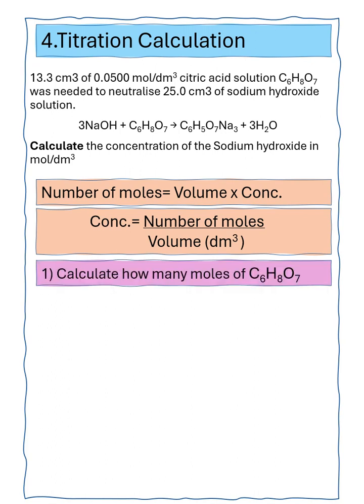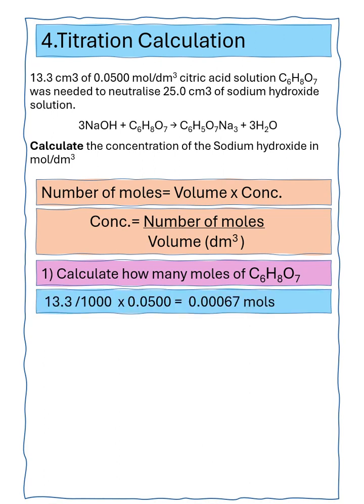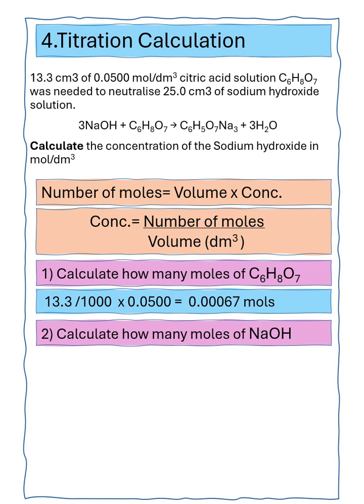First thing we're going to do is calculate how many moles of the citric acid. So we're told we've got 13.3 centimeters cubed, but we need that in decimeters, so we need to divide that by 1,000, multiplied by the concentration, which is 0.05. That tells us the number of moles of citric acid to neutralize the sodium hydroxide. We can use that then to calculate how many moles of sodium hydroxide.